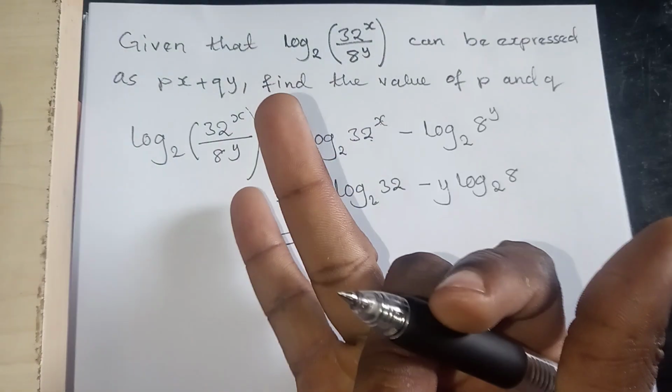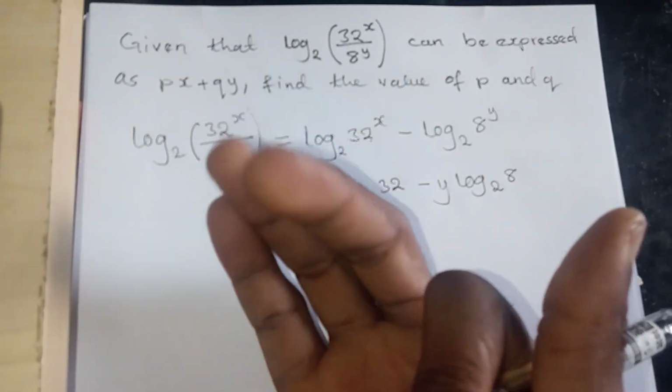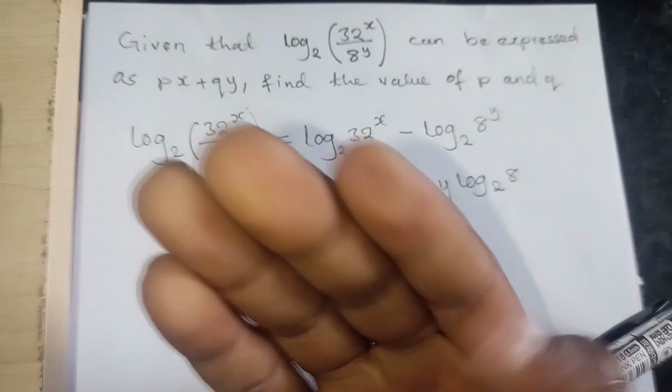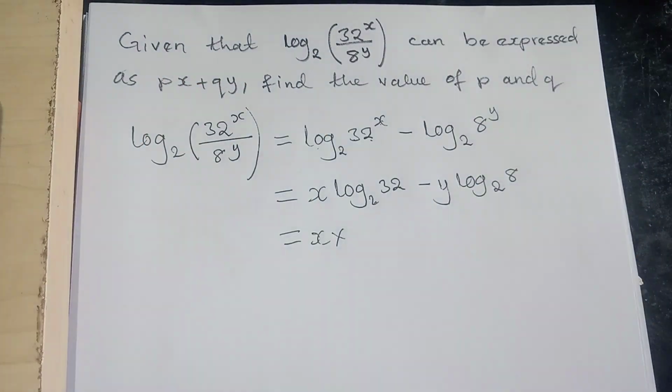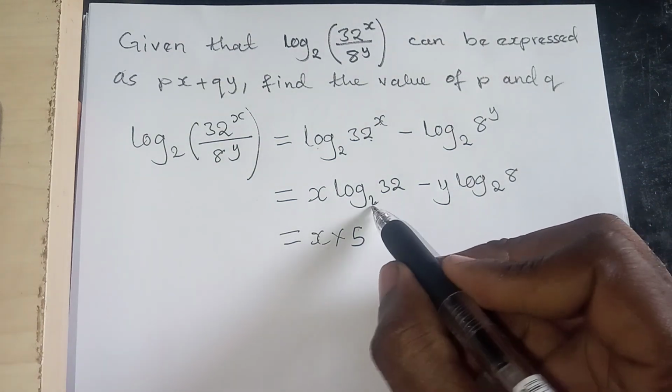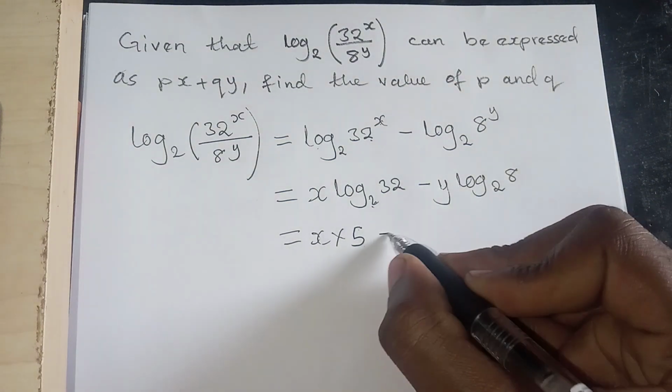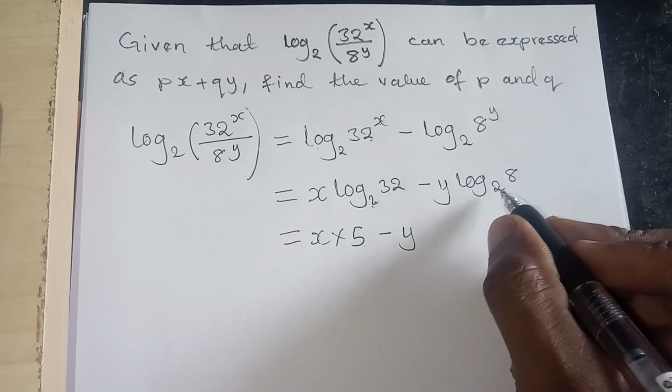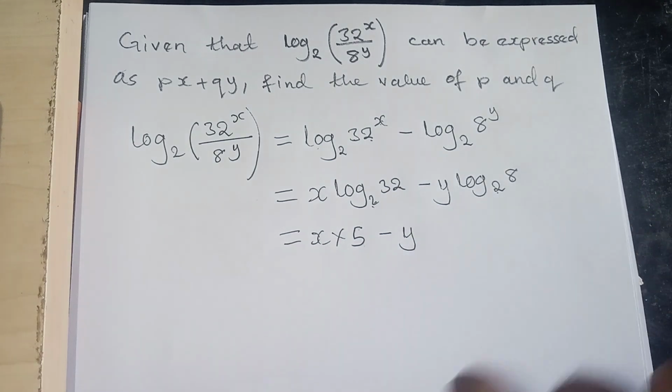So 2 times 2 is 4, times 2 we have 8, times 2 we have 16, times 2 we have 32. So the power here is 5, because 2 to the power 5 is 32. You do the same thing this side. To what power should you raise 2 to get an 8?